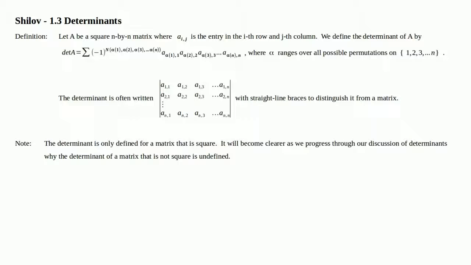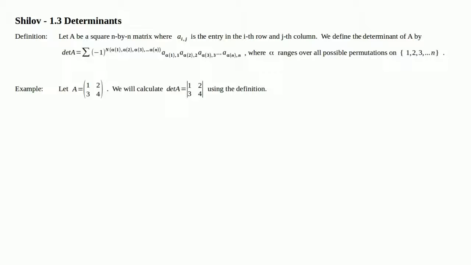Note, the determinant is only defined for a matrix that is square. It will become clearer as we progress through our discussion of determinants why the determinant of a matrix that is not square is undefined. There is no determinant for a matrix that is not square. I'll give you a preview. The determinant is a sum taken over all permutations on the set 1 through n, and in order for there to be a permutation on the set 1 through n, the permutation is a function that has to be 1 to 1. Well, I'll just stop there. It'll become clear as we go on.